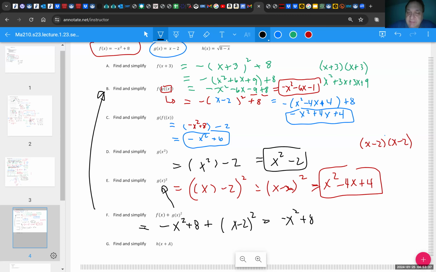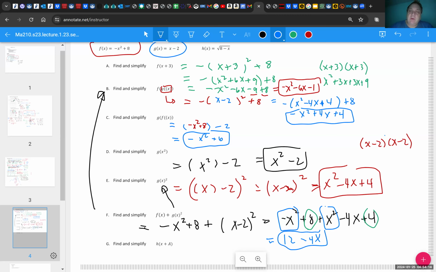I'm just going to copy over my answer from before. So it's plus x squared minus 4x plus 4. I do need to combine like terms together. There's two constant terms, and there's also two x squared terms. And I'll just combine those together. I have a negative x squared and a positive x squared. Those give me 0. I have an 8 and a 4, which is 12. And we have a minus 4x. So that's your answer right there.